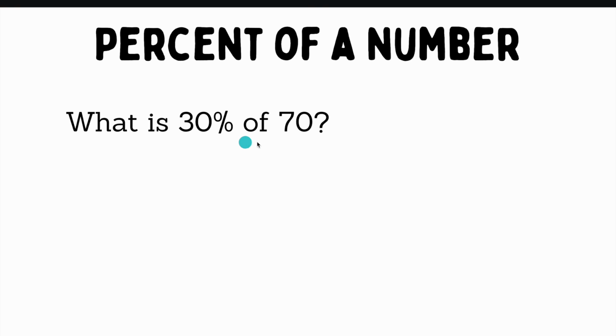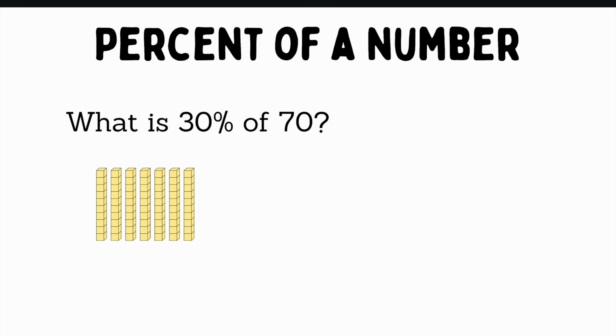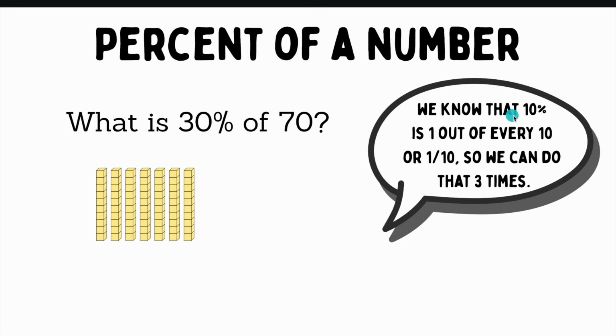What is 30% of 70? Let's create a model of 70. 10, 20, 30, 40, 50, 60, 70. We need to find 30%. Remember, we know that 10% is 1 out of every 10, or 1/10. So we can do that 3 times. We know how to find 10%, so 10% plus 10% plus 10% will give us 30%.